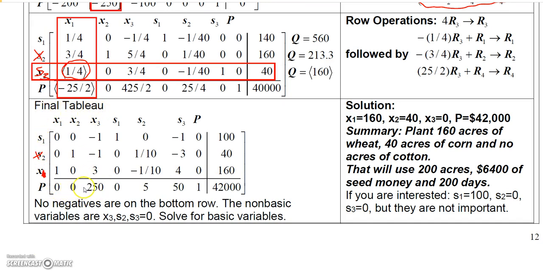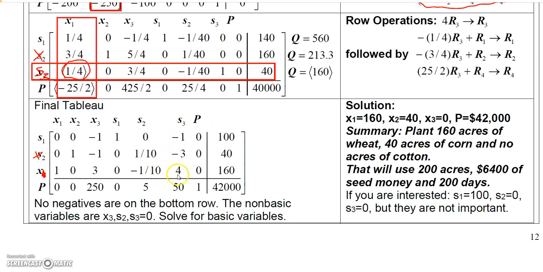And now since there's no negatives on the bottom row, you have your final tableau. And so now notice here in this tableau that X1 is a basic variable and it's identified right here. So X1 must be 160. X2 is a basic variable and it's identified in row 2. So X2 must be 40. X3 never entered, so X3 stayed non-basic, so it's going to be 0. Now if you wanted S1, you could get it from row 1, which is 100.